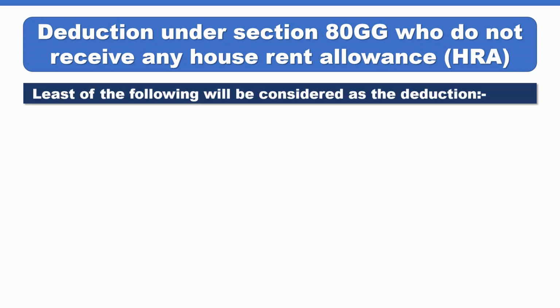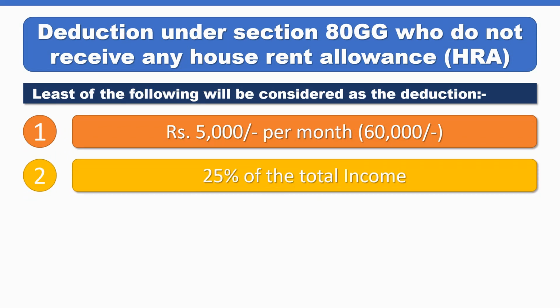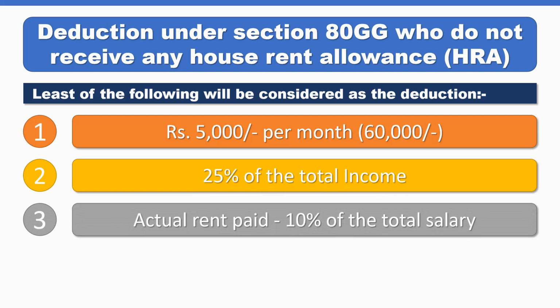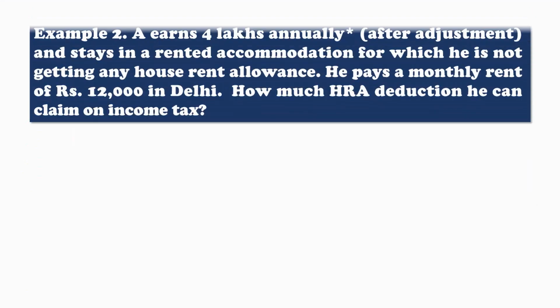Under 80GG, a person gets the least of the following as deduction. First, 60,000. Second, 25% of the total income. Third, actual rent paid minus 10% of the salary. Provided that the person or his spouse or his minor child do not own any residential accommodation at the place where he currently resides, performs duties of the office or employment, or carries on business or profession.